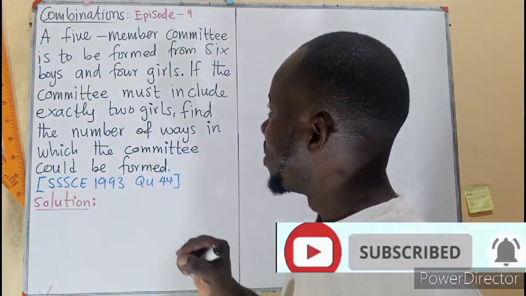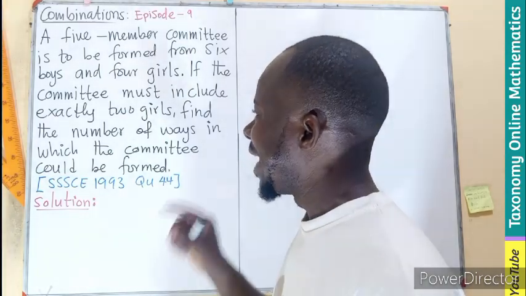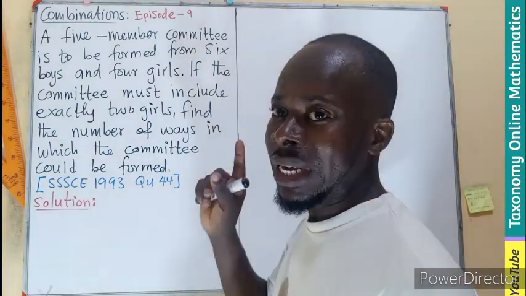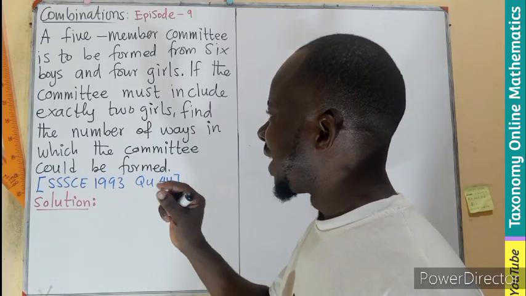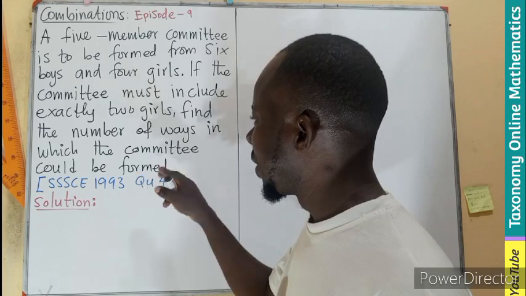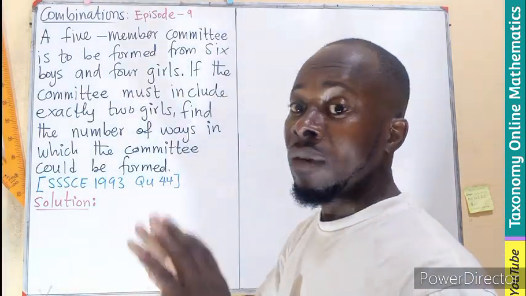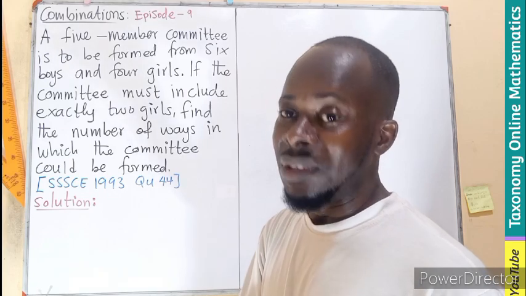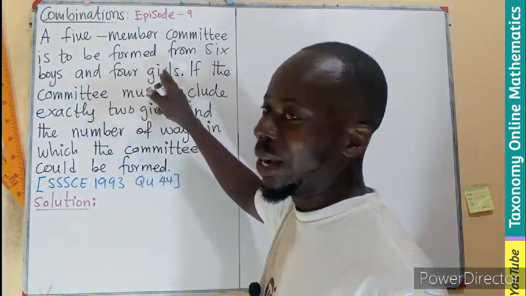A five-member committee is to be formed from 6 boys and 4 girls. If the committee must include exactly 2 girls, we have to find the number of ways in which the committee could be formed. So this is just the number of ways of selecting people for a committee. Then we are dealing with boys and girls.